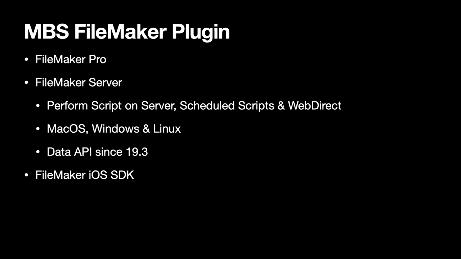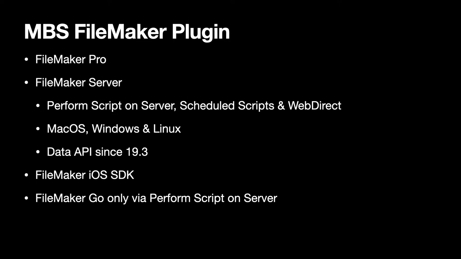The MBS plugin can be used with the FileMaker iOS SDK to get the plugin into an iOS app and use all the functions on iOS. If you use FileMaker Go, you will have to use the perform script on server. And we have a nice example for that for creating barcodes, where we either run the barcode creation locally if the plugin is available or delegate it to the server to make the barcode on the server.